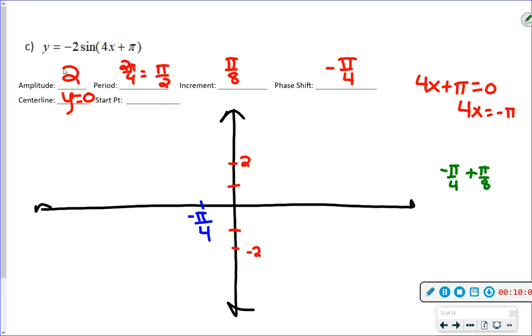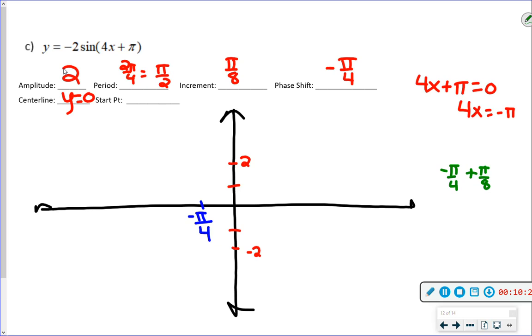Here's where you got to be good at fractions. Now, patterns, of course, will help us. Common denominators. 1/4 is the same as 2 over 8. Negative 2/8 plus 1/8. What's negative 2/8 plus 1/8? So I'm looking at my graph. I don't know if I love it. I think I'm going to move it. Because if I put negative pi over 8 in here, is it going to be really congested?